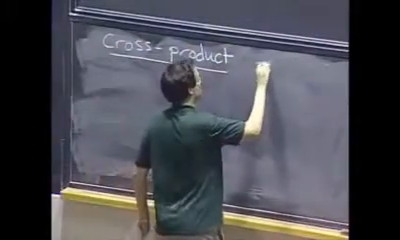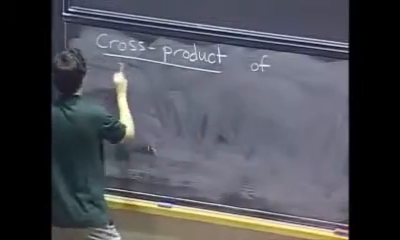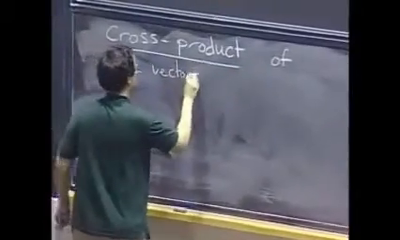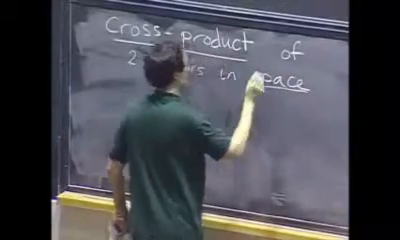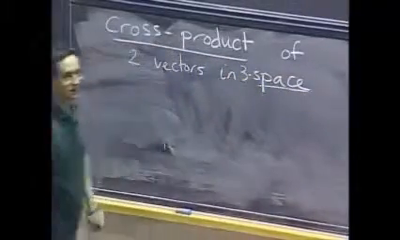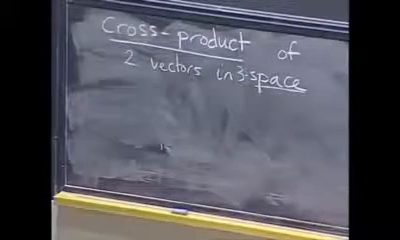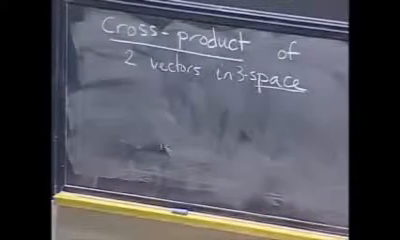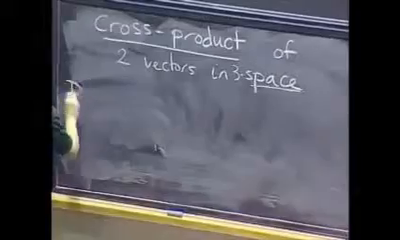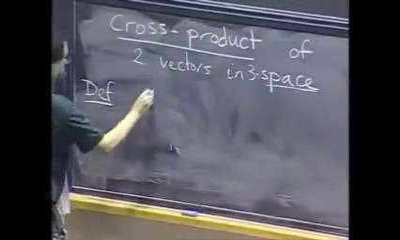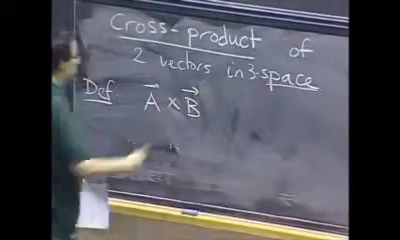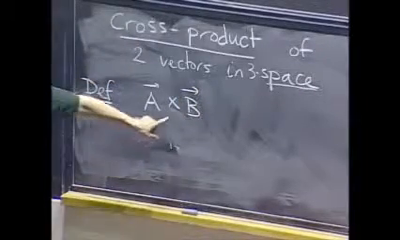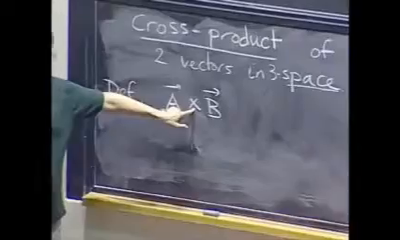So cross-product is something that you can apply to two vectors in space. And by that I mean really in three-dimensional space, okay? This is something that's specific to three dimensions. So the definition: A cross B. It's important to really do your multiplication symbol well so that you don't mistake it with a dot product.